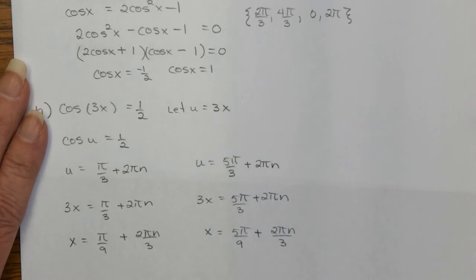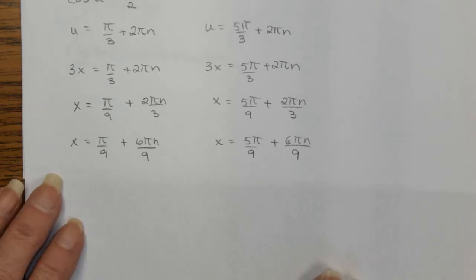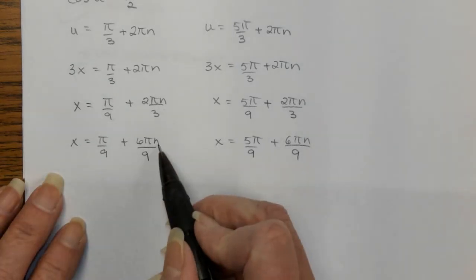Now before I can go any farther, I need for my denominators to be the same. I need a common denominator. So I'm just going to multiply this term right here by 3 over 3. And what I'm going to get is x equals pi over 9 plus 6 pi n over 9, and x equals 5 pi over 9 plus 6 pi n over 9. And now I'm ready to start substituting integers in for n right here.